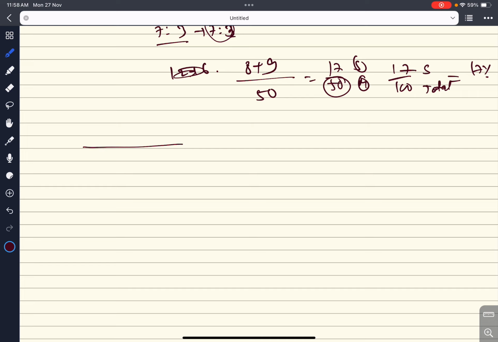A rectangle of maximum area that can be inscribed in a semicircle. Okay. Radius was given, but that was of no use. Suppose x was the radius. So if x was the radius, this will be x. This will be x. Now this is 90 degrees, we know. So this will be x root 2.